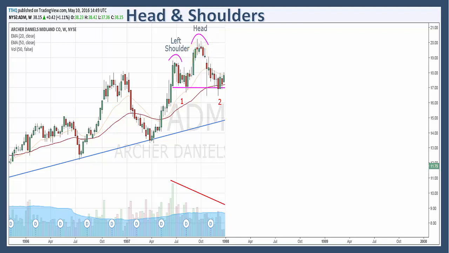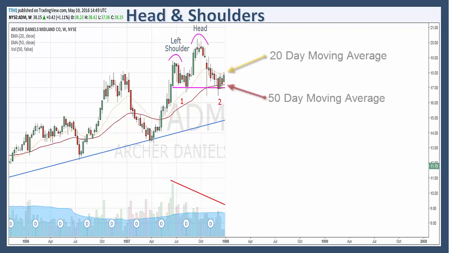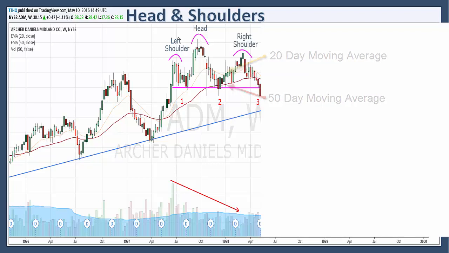After peaking, the low of the subsequent decline marks the second point of the neckline. The low of the neckline usually breaks some type of trend line, like a moving average. At this point, we start to question the strength of the uptrend. After the head is formed, we want to watch for a right shoulder. From the low of the head, we form a right shoulder.